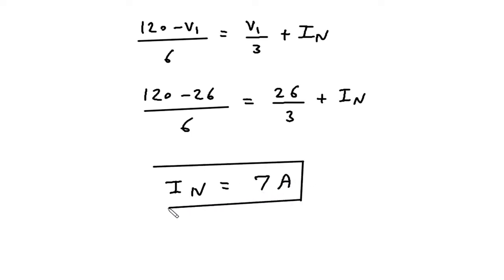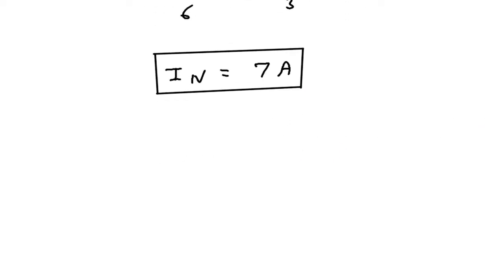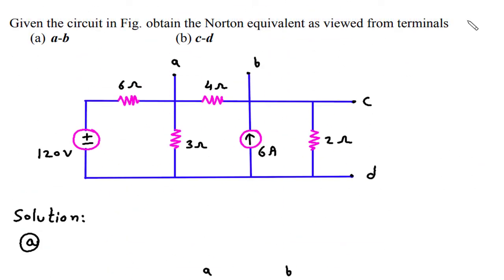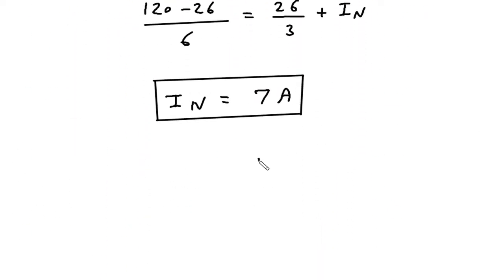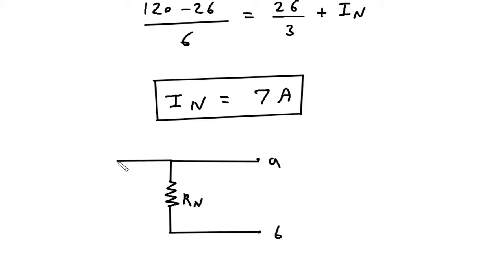Now we have the value of IN and RN. From this we can draw the Norton equivalent circuit. So the Norton equivalent for terminal A and B will be: this will be RN. This is terminal A, this is terminal B. This is IN.